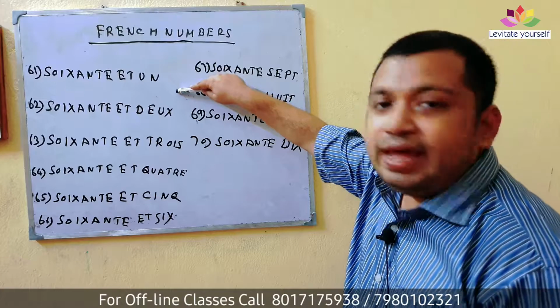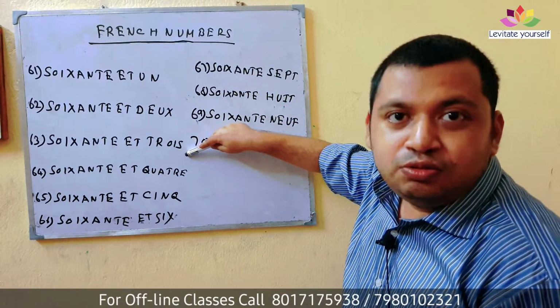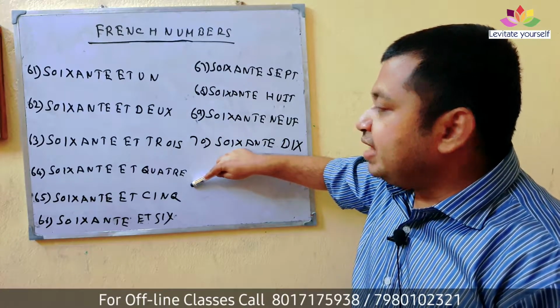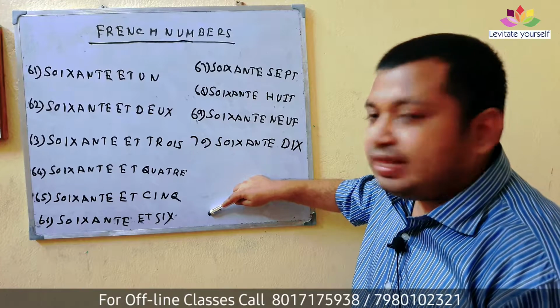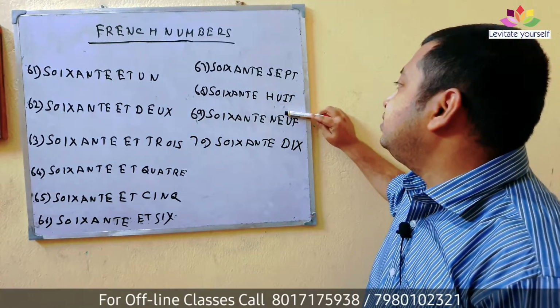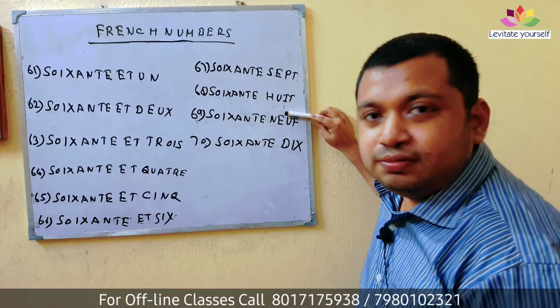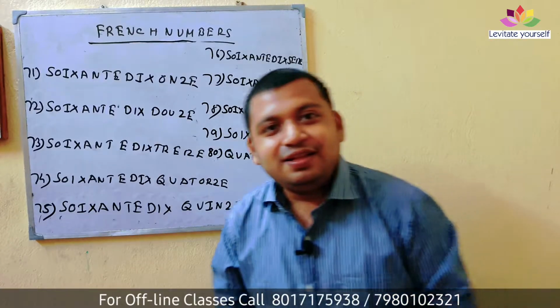Number 61 soixante et un. Number 62 soixante et deux. Number 63 soixante et trois. Number 64 soixante et quatre. Number 65 soixante et cinq. Number 66 soixante et six. Number 67 soixante et sept. So number 68 soixante et huit. Number 69 soixante neuf. Number 70 soixante dix.